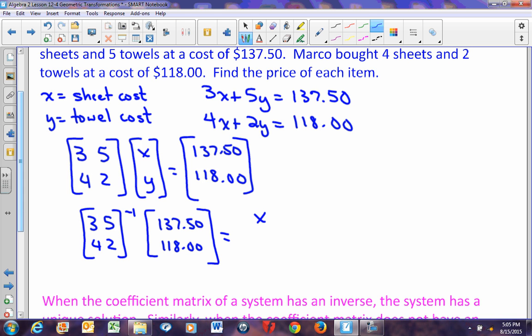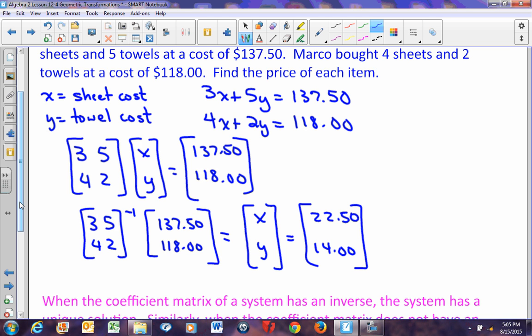So x, y now equals 22.50 and 14. And since it is a word problem, we have to answer in a complete sentence. So sheets cost $22.50, towels cost $14. And there you have it.